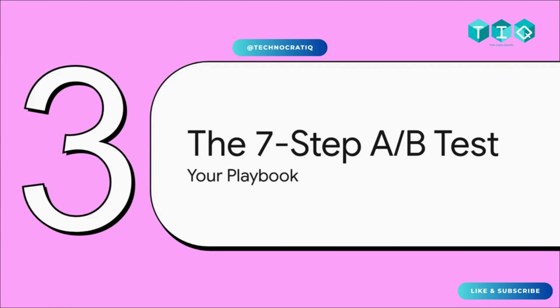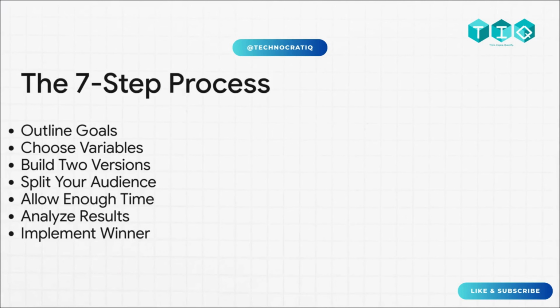Okay, so hopefully you're sold on the why. Now, let's get into the how. We're going to walk through the 7-step A/B test. Think of this as your playbook for running a successful test every single time. See, it's a really methodical process. You start by outlining your goals. What are you trying to achieve? Then you pick just one variable to test. From there, you build your two versions, you split your audience randomly, and this is a big one. You let the test run long enough to get data you can trust. After that, the last steps are easy. You analyze the results and you roll out the winner to everybody.